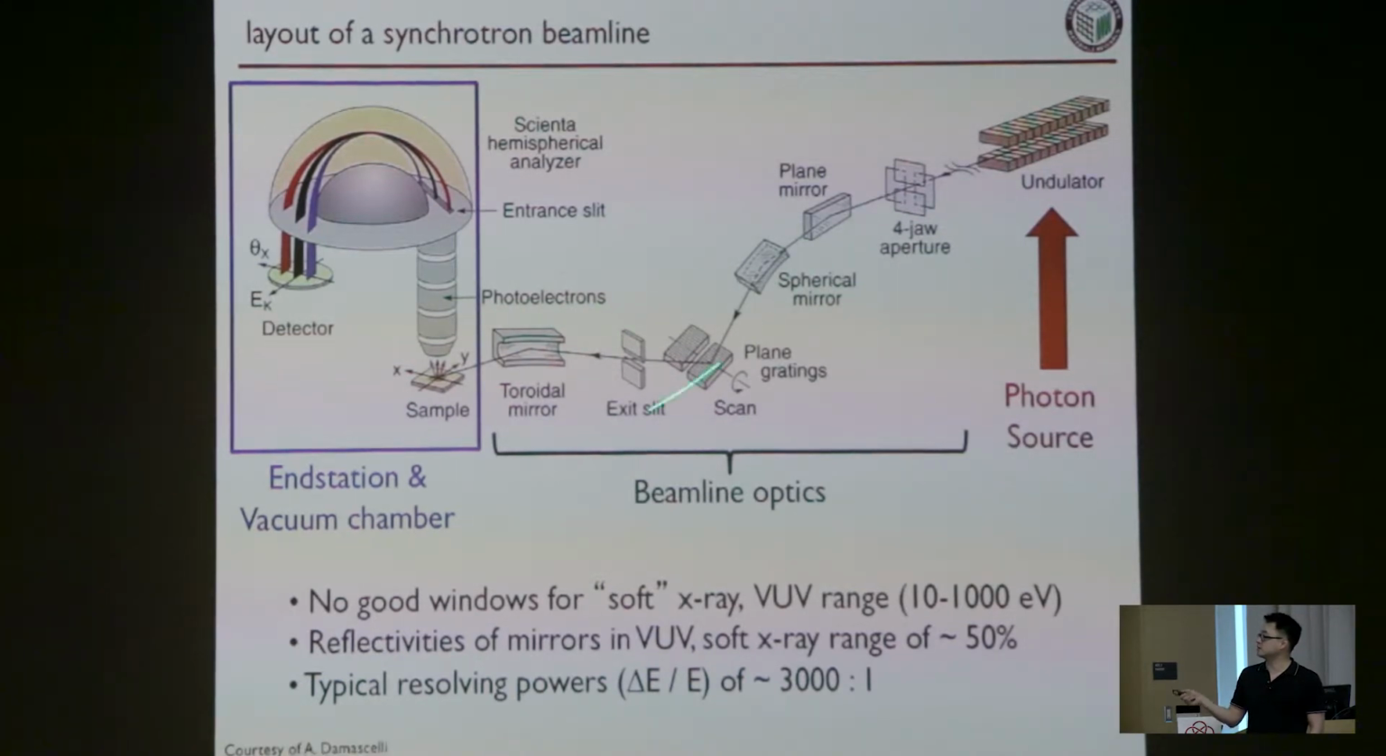This is all in 10 to the minus 10 or 10 to the minus 11 torr, and then you focus your photons down to the sample. Another challenge in this energy range is there are no good lenses, so you have to use some kind of reflective optics. You get a photon beam down here with energy spread on the order of a few millielectron volts, and then the electrons fly out all over the place in the chamber, and you have this detector that's collecting them and measuring their energy and momentum.